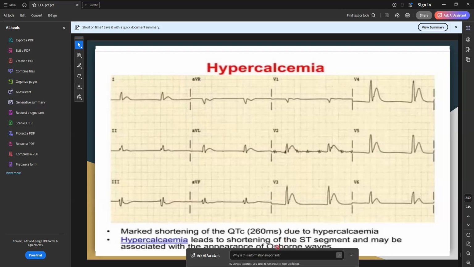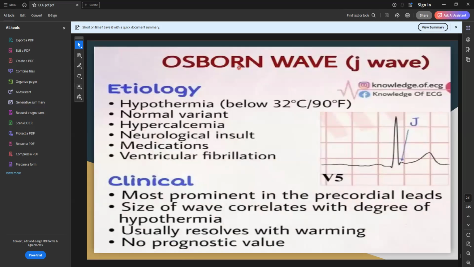I have mentioned the Osborne waves in hypercalcemia and also when I was talking about the hypothermia ECG. Okay, what is this Osborne wave or J wave? Etiology is, as I told you, commonly seen in hypothermia and hypercalcemia, and in patients with certain medications and ventricular fibrillation. These Osborne waves, also known as the J waves, are most prominently seen in the precordial leads.